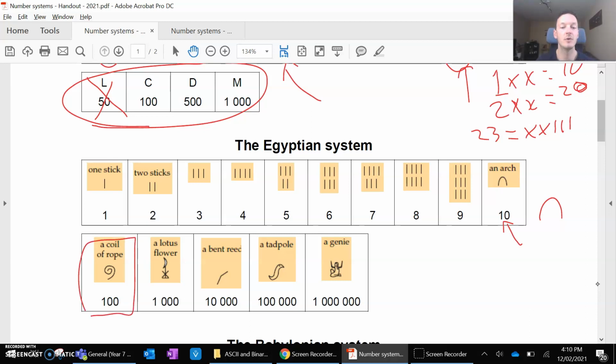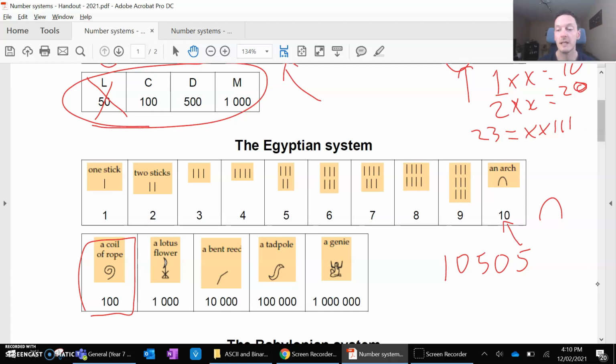So again, if I give you a number, 10,505, how are you going to represent that in the Egyptian system? So what I want you to do here is pause the video and try to write down what the Egyptian system number for 10,505 is. So pause the video and I'll go through the answer in a second.